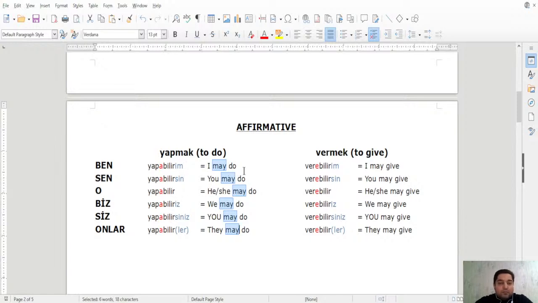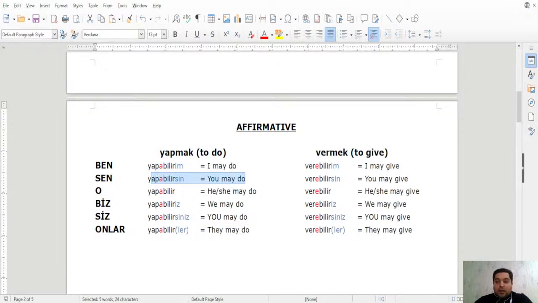So yapabilirim, I may do. Yapabilirsin, right? You may do. Yapabilir, he she may do. Yapabiliriz, we may do. Yapabilirsiniz, you may do. And yapabilirler, they may do. Of course, here may means what? There is a possibility that I do, right? I may do means there is a possibility that I do. Yapabilirsin means there is a possibility that you do.